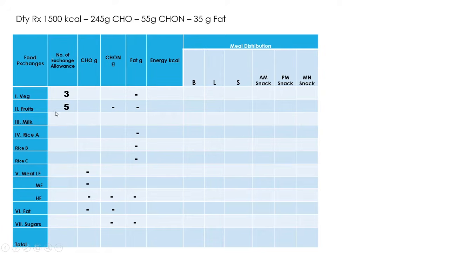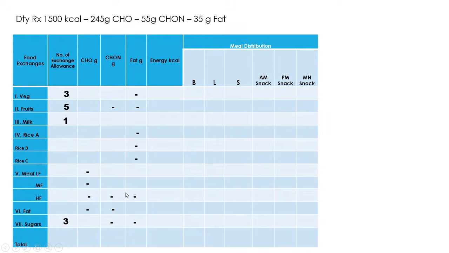So for this sample, we will put 5 exchanges of fruits. And for the milk, as long as the patient can tolerate it or it's allowed in his or her diet, you can put 1 exchange. And then lastly, for sugar, 3 to 6 exchanges per day unless contraindicated. Like what I mentioned earlier, patients with diabetes mellitus are not allowed to consume any simple sugar.